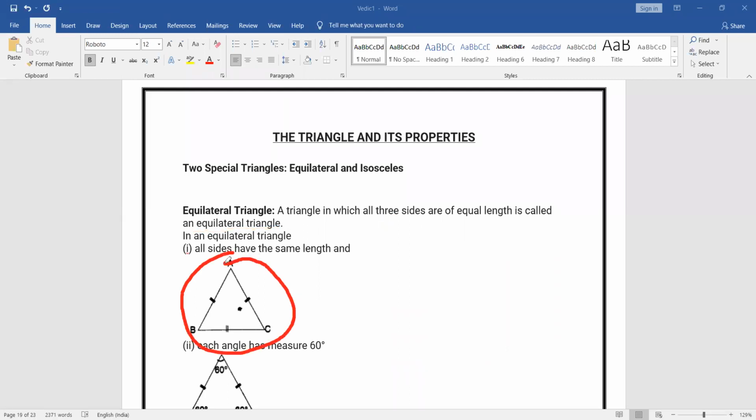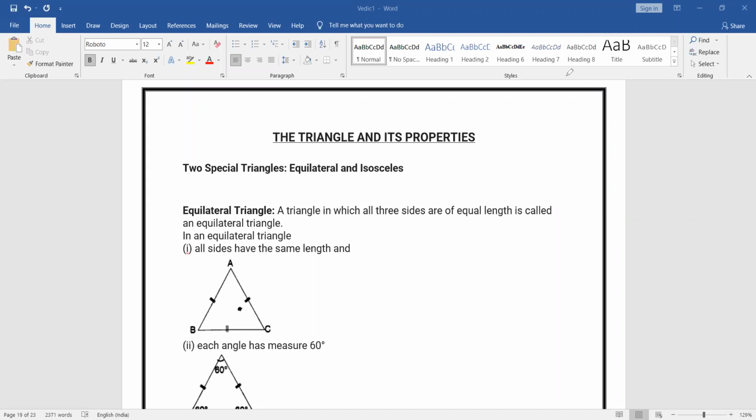Just see our diagram here. Here a triangle ABC is given to us. The name of this triangle is triangle ABC. In this triangle ABC, three sides are of same length. AB is equal to AC is equal to BC. So all these three sides are of same length.